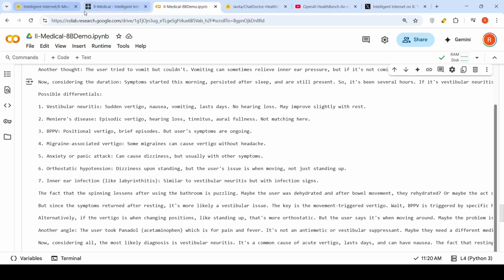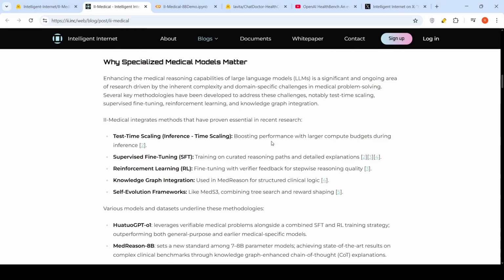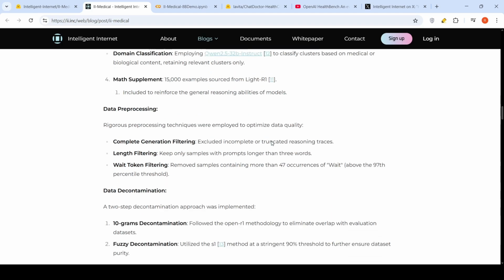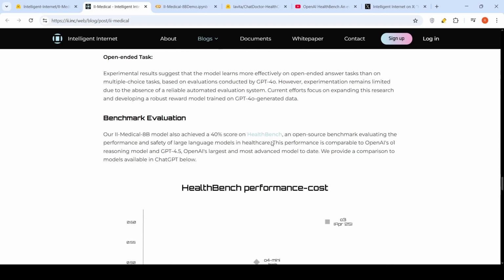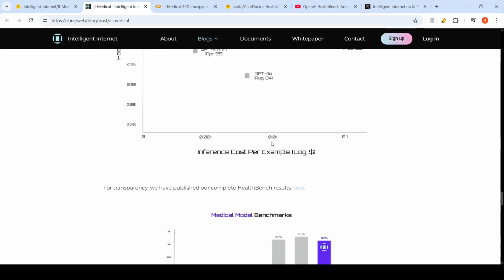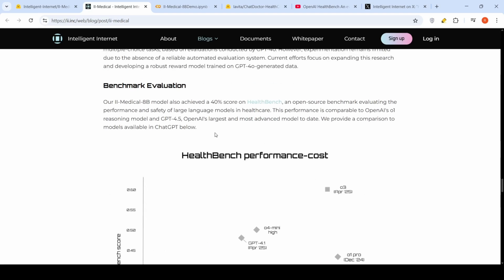Okay. Now, what they say is that this particular model is only for research purposes. Don't use it for clinical purposes because further validation needs to be done. That is what they're saying over here. But it seems to be a very good model which achieves a 40% score on HealthBench, an open source benchmark for evaluating performance and safety of large language models in healthcare.